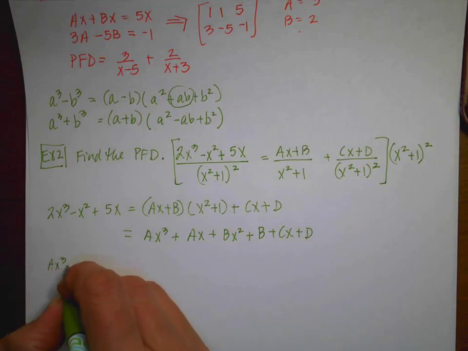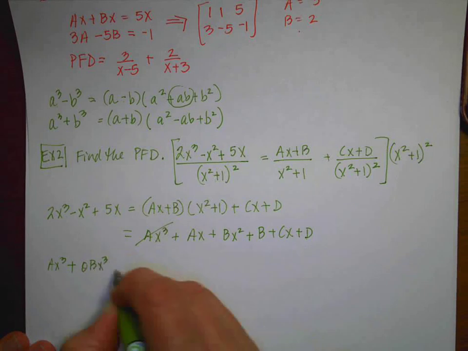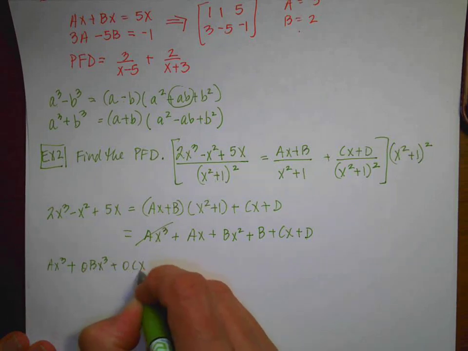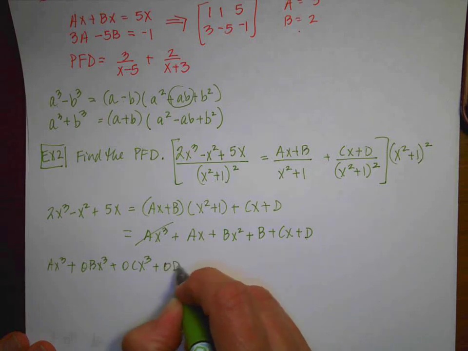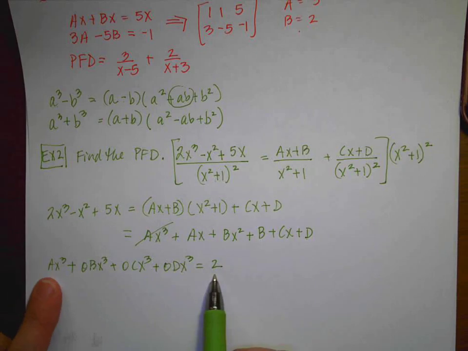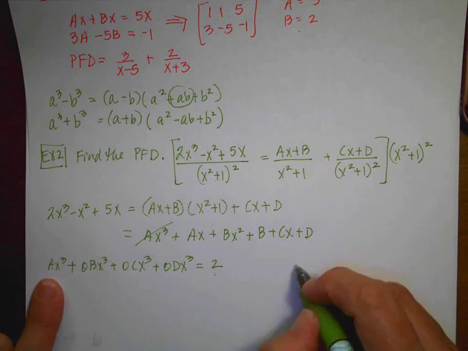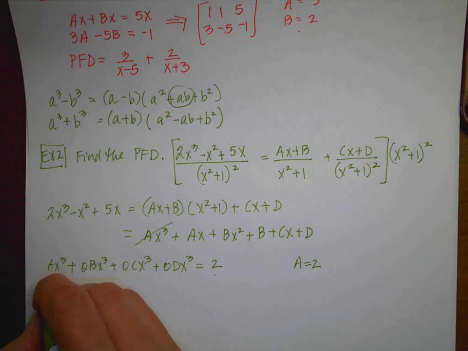So when I write my equations, I get ax cubed plus, there's no bx cubed, there's no cx cubed, and there's no dx cubed, and it equals 2. So actually right here, you know that a is equal to 2. So I could just write that down. Okay? Alrighty.